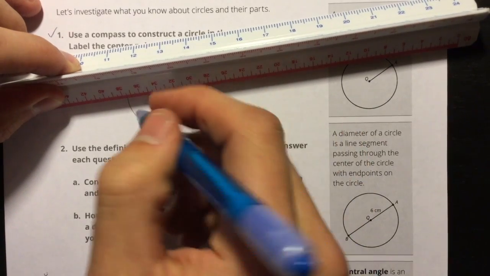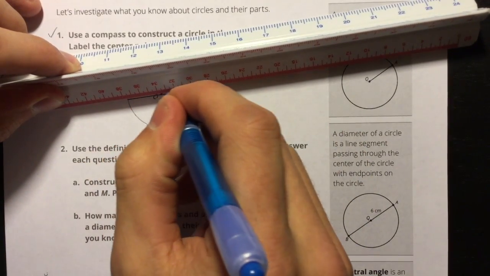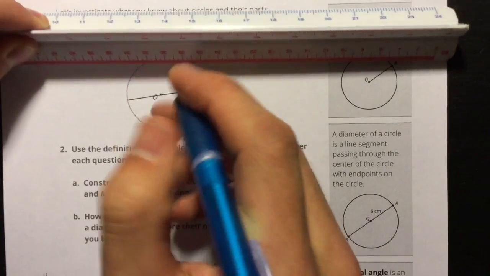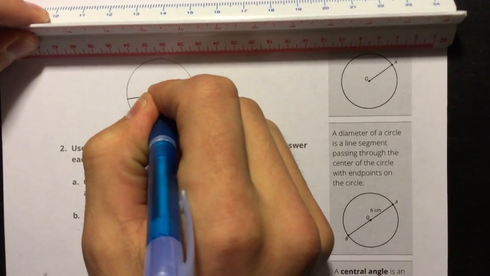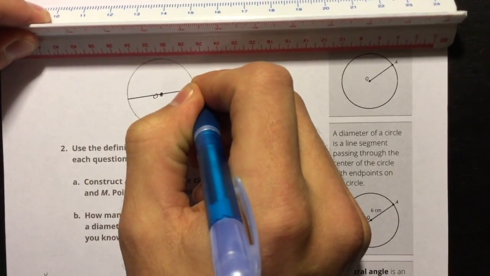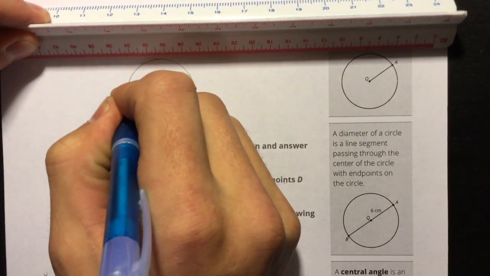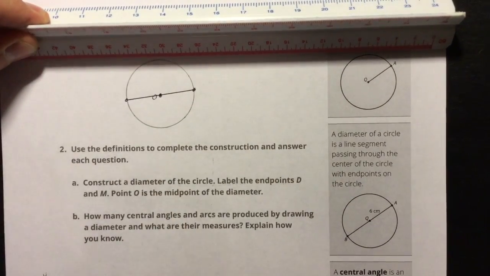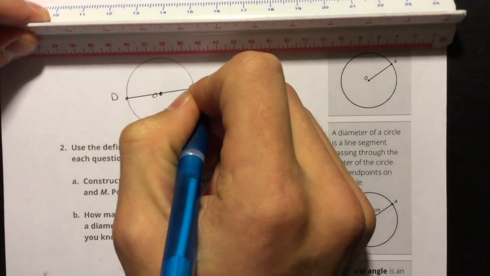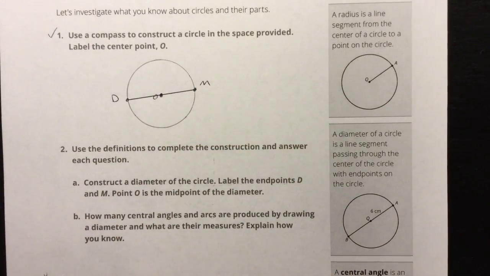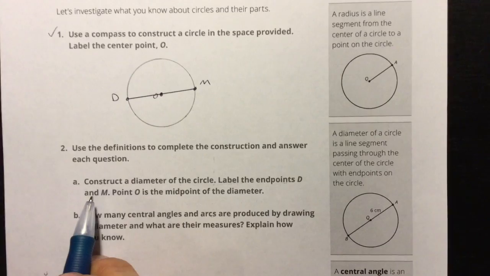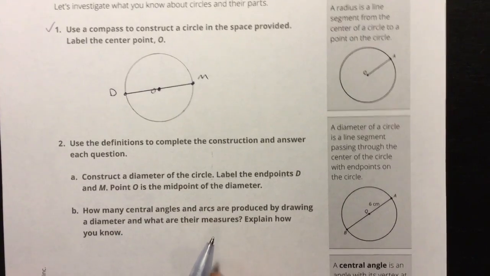But to create a diameter, I'm just going to draw a line that goes through that center point. Okay, and then here are my endpoints. And we said that we would label these D and M, so I'm going to go ahead D and M. There you go. So now we have our diameter. So construct a diameter of the circle, label the endpoints D and M.